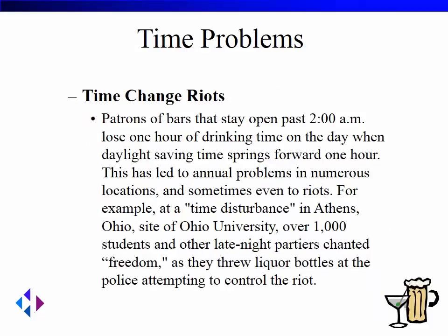Here's another example of how the time change can actually cause a riot. What happens when you put young adults and copious amounts of alcohol together? You can have problems. It especially comes through in the fall when time bounces ahead. Remember, spring back, spring forward. So at 1 o'clock, it automatically becomes 2 o'clock, 2 a.m., and the bars close. So they lose an hour of drinking time when daylight savings does the switch.